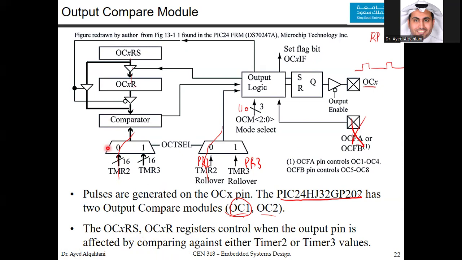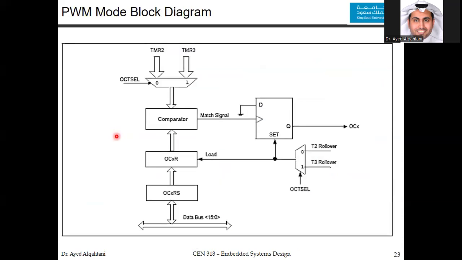Now, let's simplify this. Since we have only one output compare module, we can skip the output logic and some of the feedbacks to clarify the hardware. This is a simplified version of it. As you can see, the OCRS will feed OCR, and then the OCR will feed the comparator. So basically, the OCRS becomes the master, and OCR is just a slave. Whatever the value of the OCRS, it will be fed to the OCR.